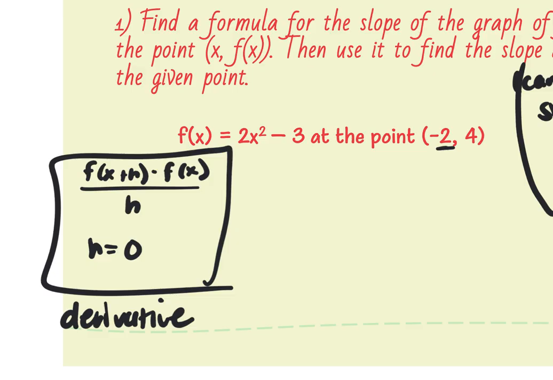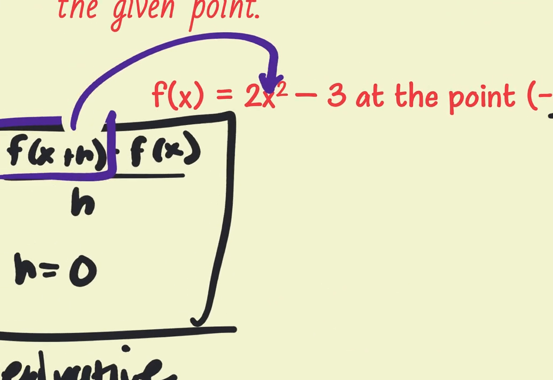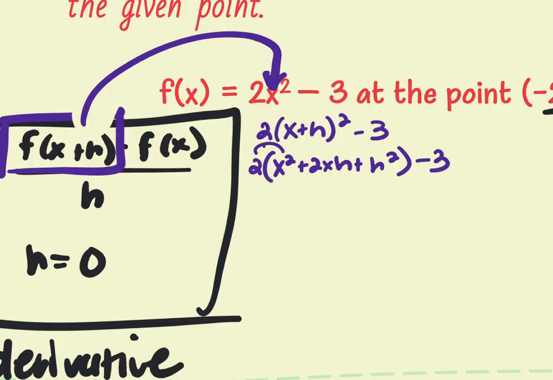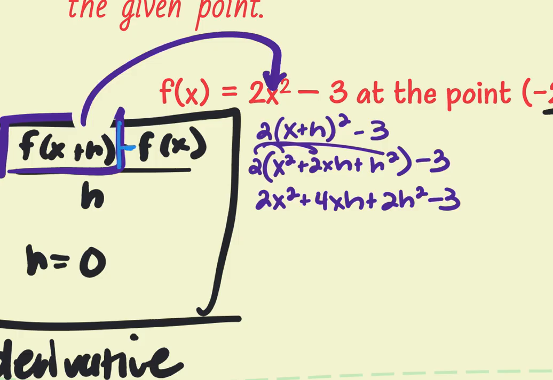All right, so the first thing I'm going to do is find f of x plus h. I take x plus h and plug it into the x in the equation that's given. So it'd be 2 times x plus h squared minus 3. Because we've done x plus h squared a lot, it's easier to memorize. I get x squared plus 2xh plus h squared minus 3. Distribute the 2 in, so 2x squared plus 4xh plus 2h squared minus 3 is the first part, the f of x plus h. Then I'm going to do the second part, which is minus f of x.